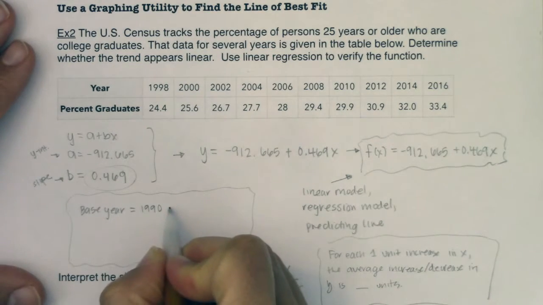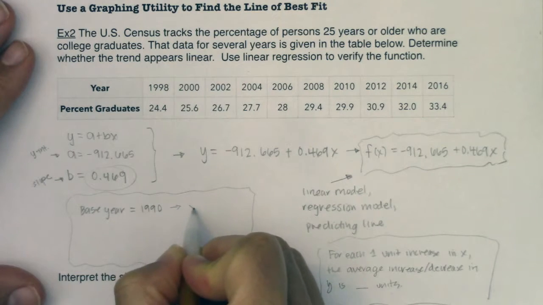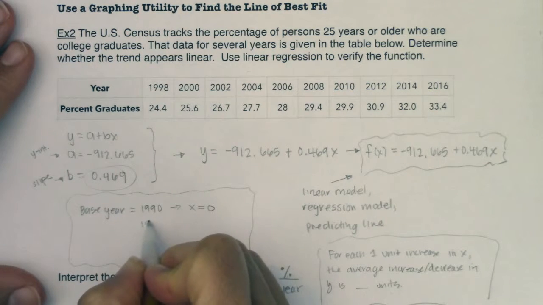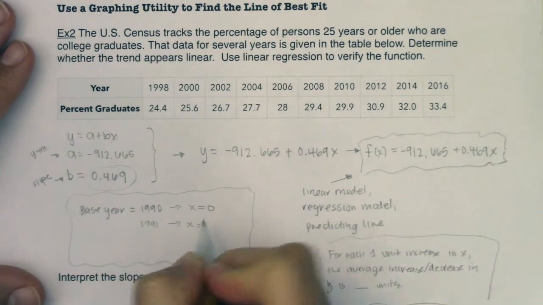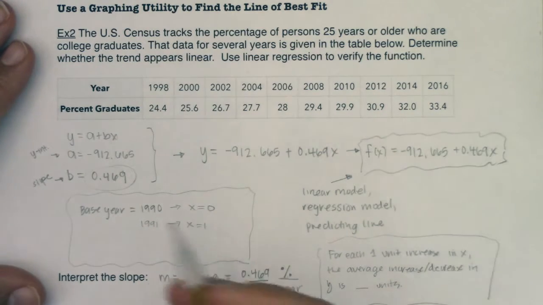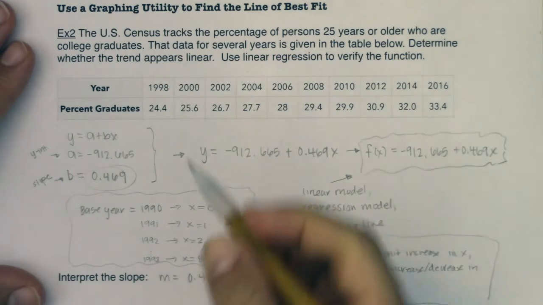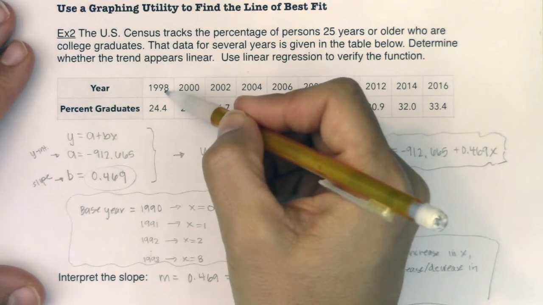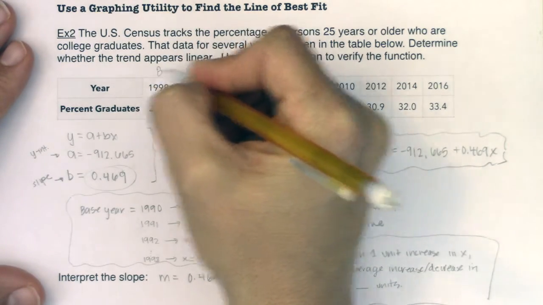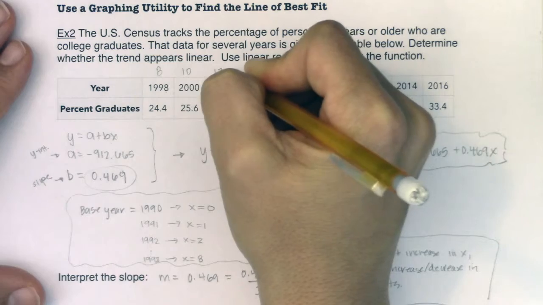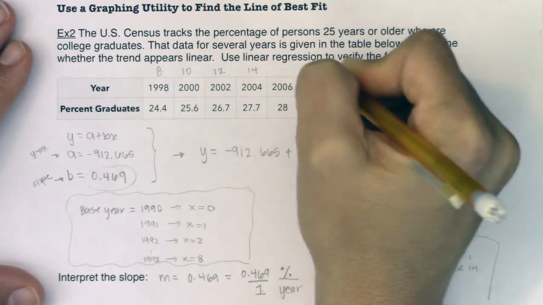So what that means is if you set your base year to be 1990, that will imply X equals 0 in the year 1990. And that would mean if you were in the year 1991, X would equal 1 because you were 1 year after 1990. If it was 1992, X would be equal to 2. And if we were in 1998, X would be equal to 8. So instead of putting the number 1998 into L1, I'm going to put 8. Instead of putting 2000, I'm going to put 10. Instead of putting 2002, I'm going to put 12. And I'm going to continue this trend.